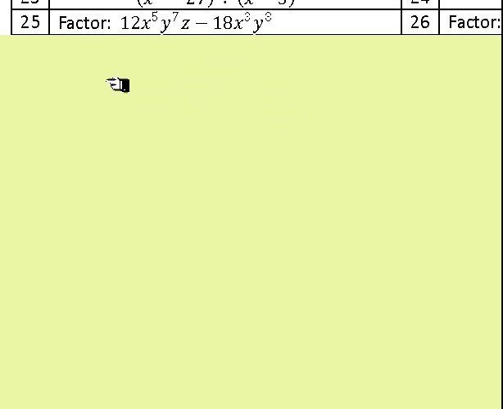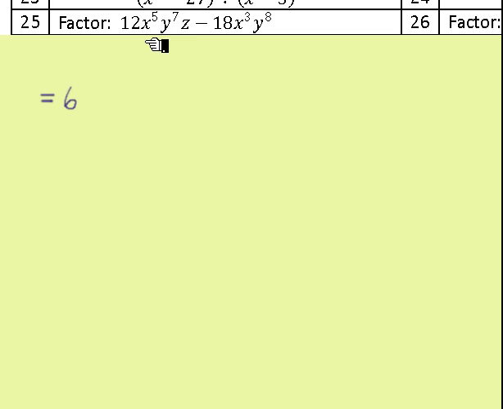In number 25, we are going to factor by pulling out the greatest common factor. We always start by looking for a greatest common factor. So in this example, the coefficients 12 and 18 have a greatest common factor of 6. 6 divides 12 and 6 divides 18, so we'll pull out 6.